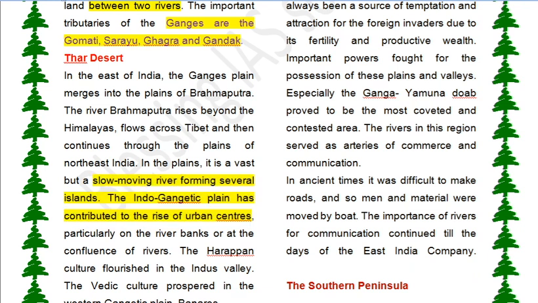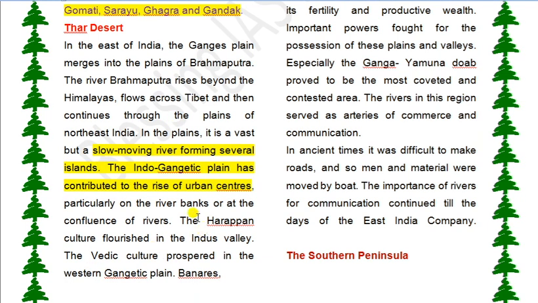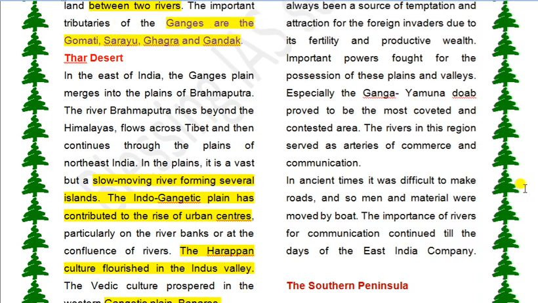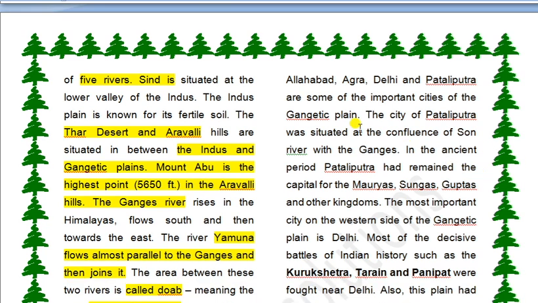The Indo-Gangetic plain has contributed to the rise of urban centers, particularly on the river banks or at the confluence of rivers. The Harappan culture flourished in the Indus Valley. The Vedic culture prospered in the western Gangetic plain. Banaras, Allahabad, Agra, Delhi, and Pataliputra are some of the important cities of the Gangetic plain. In the ancient period, Pataliputra remained the capital for the Mauryas, Sungas, Guptas, and other kingdoms.